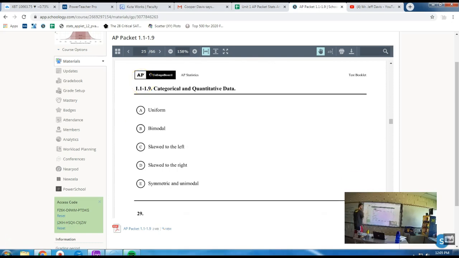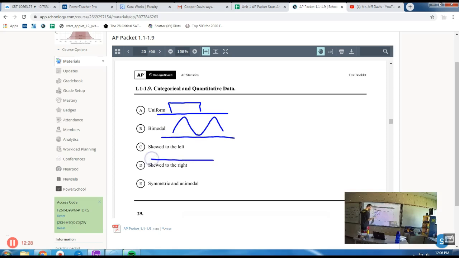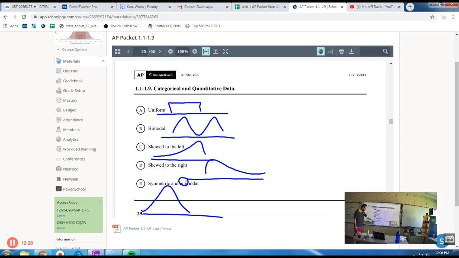So let's sketch these down here. Uniform is this. It's basically like a box. Bimodal is you've got a cluster and then a cluster. Skewed to the left is you have a big tail on the left-hand side. Skewed to the right is you have a big tail on the right-hand side. Symmetric and unimodal, so uni means 1. Symmetric with 1 mode is like your standard bell shape.